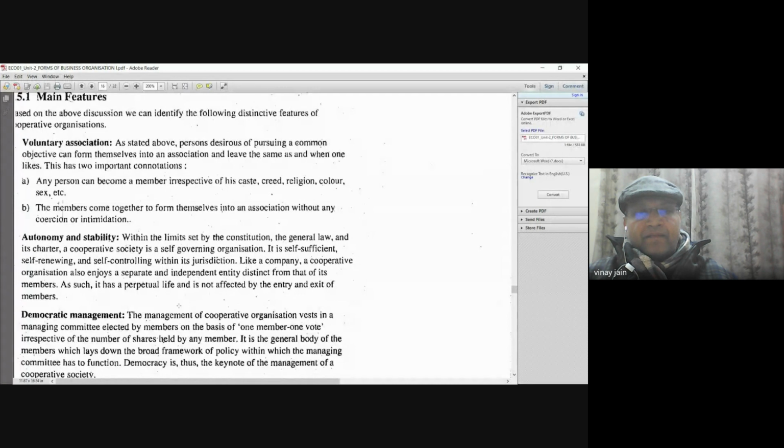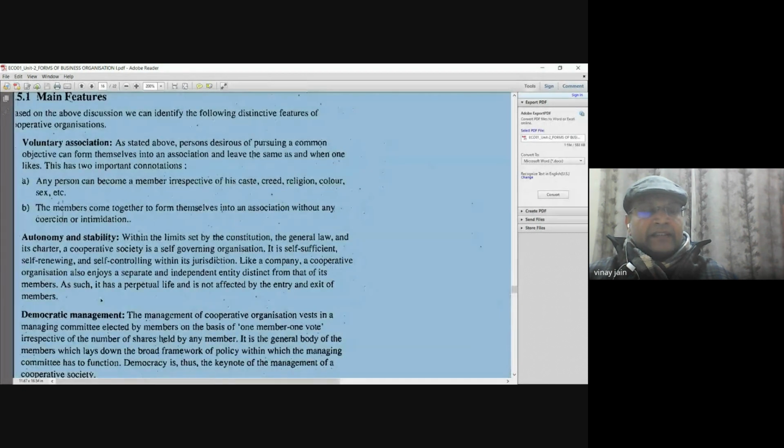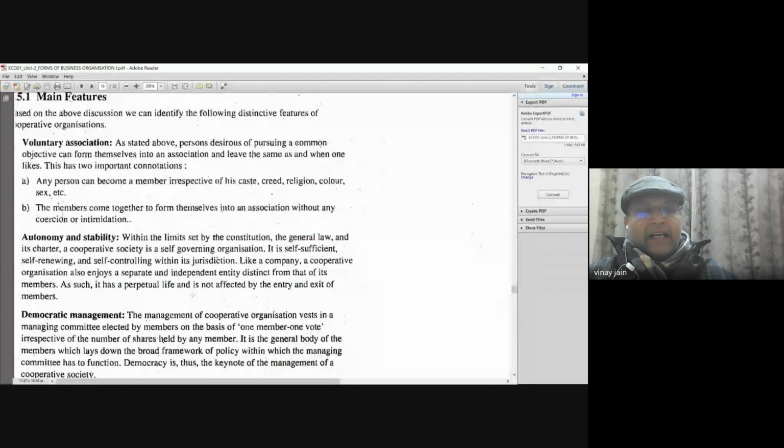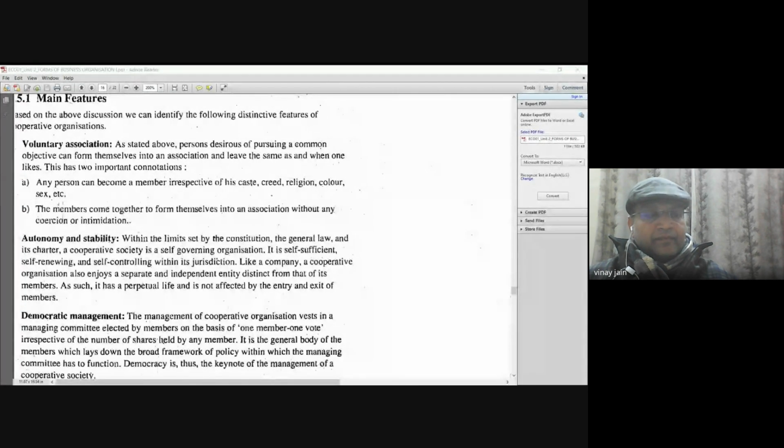Like a company, a cooperative organization also enjoys a separate and independent entity distinct from that of its members. As such, it has a perpetual life and is not affected by the entry and exit of members. I think it is clear to all of you.